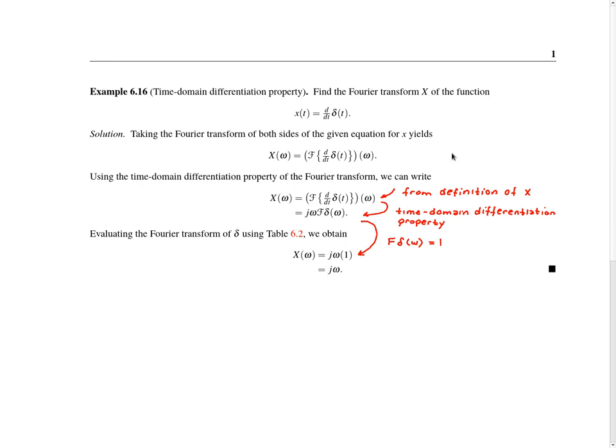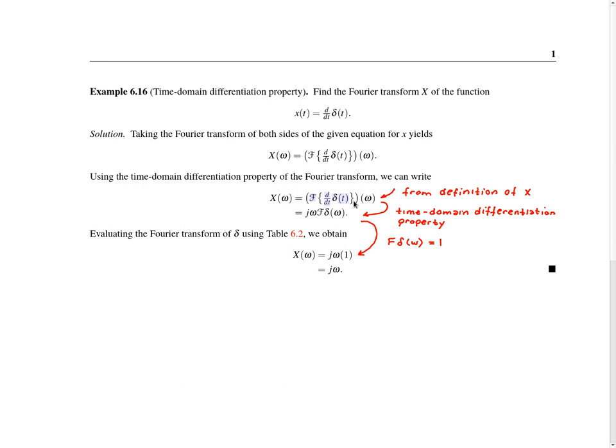In this example, we're asked to find the Fourier transform big X of the function little x, where little x is given by this particular formula here. In other words, little x is simply the first derivative of the delta function. So in our solution to the problem, we're going to begin by taking the Fourier transform of the equation that we're given here. So this is going to give us this next line, and this line is just repeated on the line below. And now what we need to do is simplify this Fourier transform here.